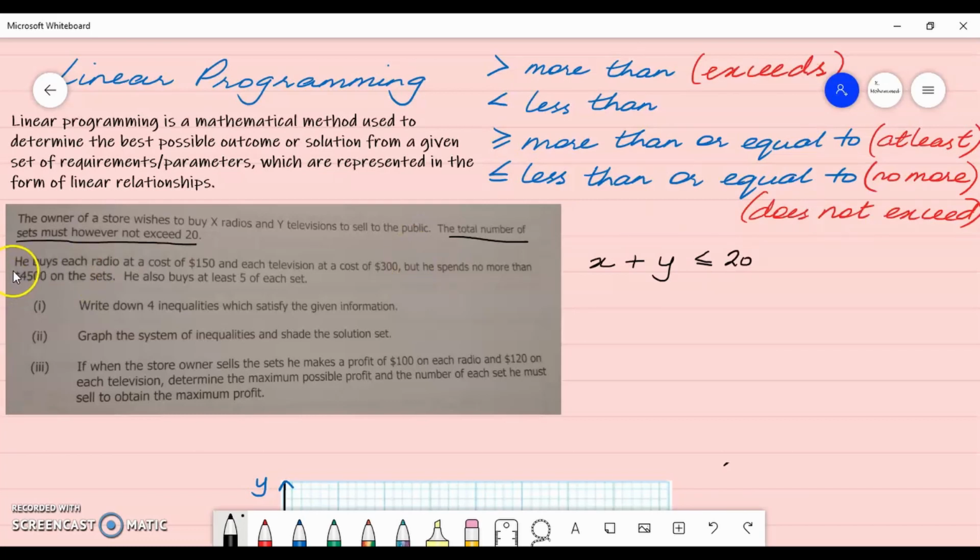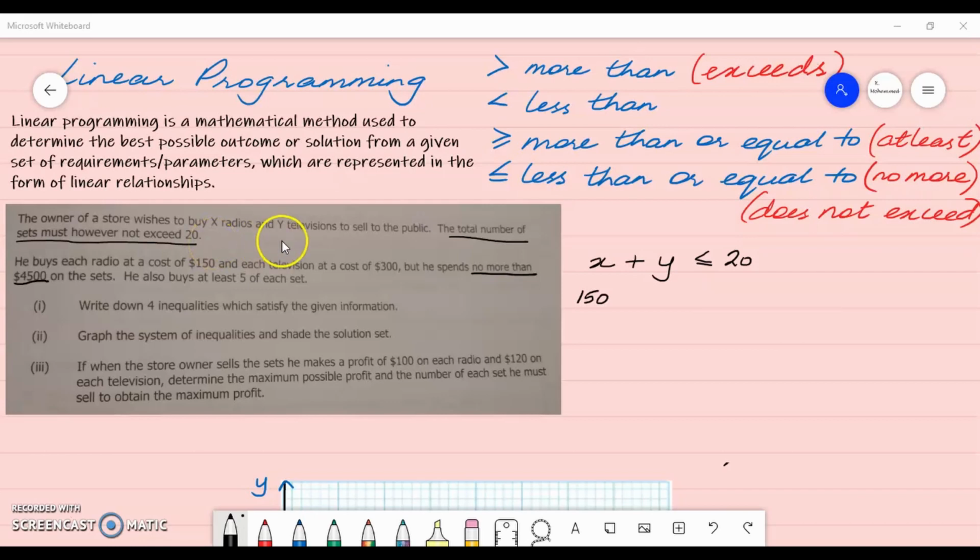Let's continue. He buys each radio at a cost of $150 and each television at a cost of $300. But he spends no more than $4,500 on the sets.